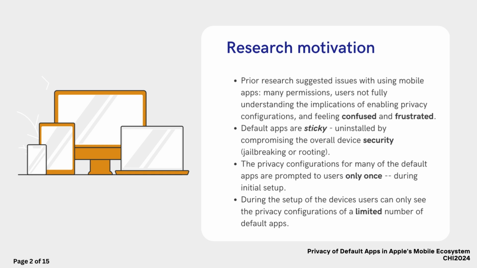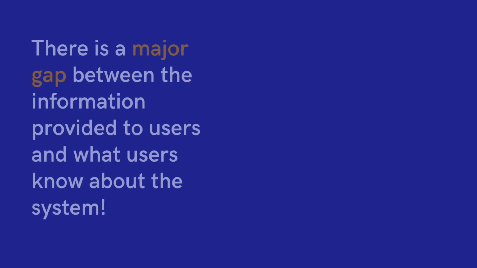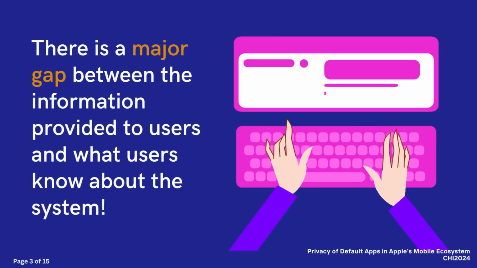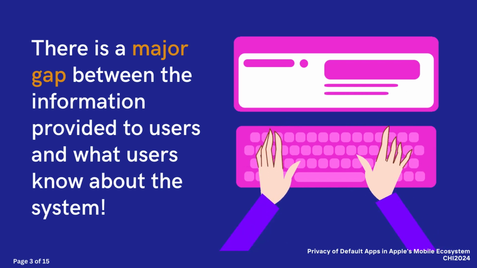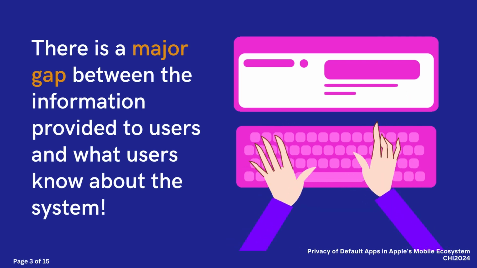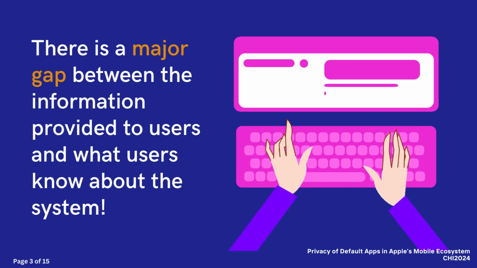The privacy configurations of these default apps are prompted to users only once, during device setup, making it less likely for users to go back and change the settings later on. Additionally, not all default apps are presented as part of the setup process, only a selected few. In a nutshell, this work has found that there is a major gap between the information supplemented to users and what users actually understand about how the system works.